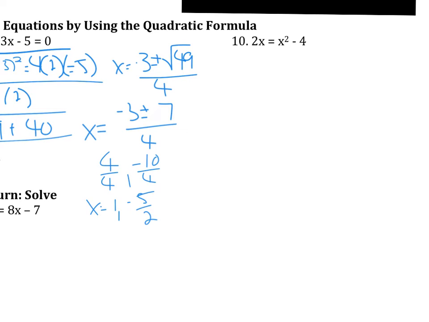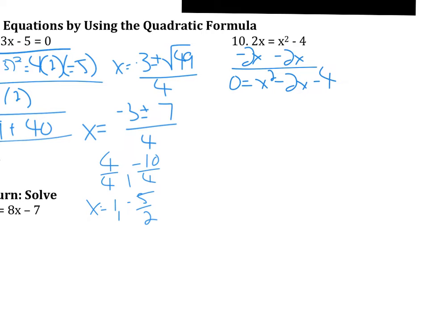Okay, so let's do that again with number 10 here. But first I have to get it set equal to 0. I'm going to subtract 2x over. It doesn't give me any like terms there. So I get 0 equals x squared minus 2x minus 4. And then from there we do our quadratic formula.